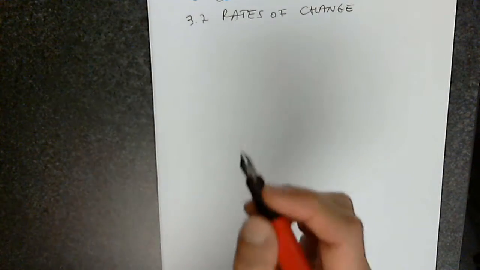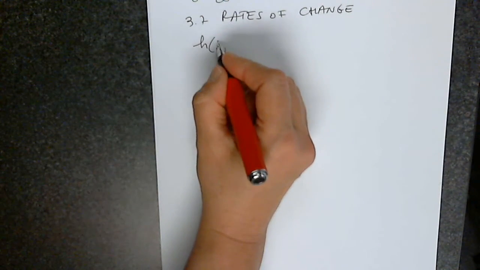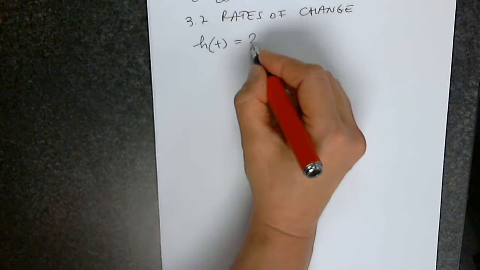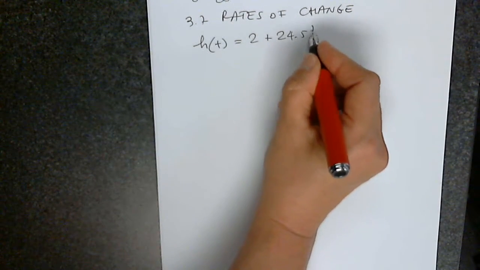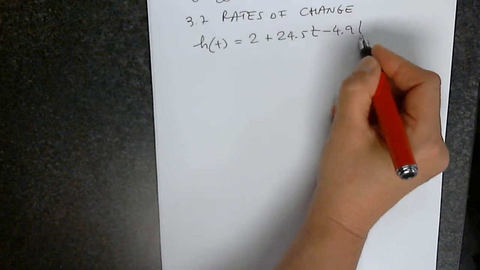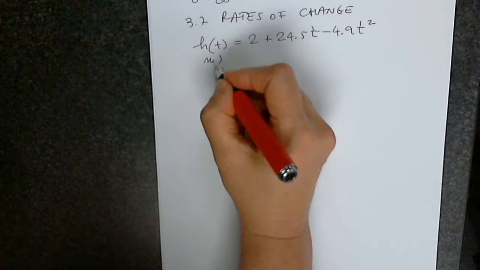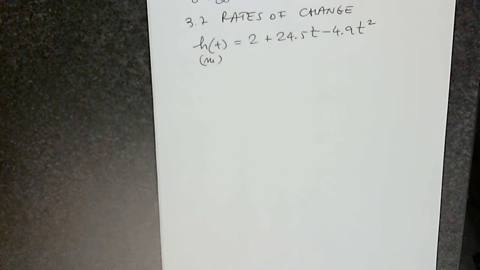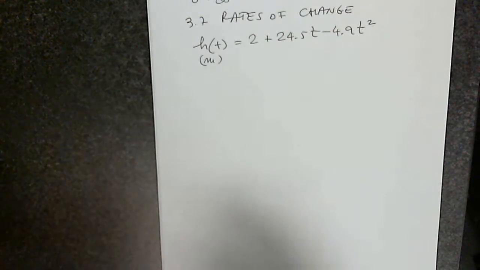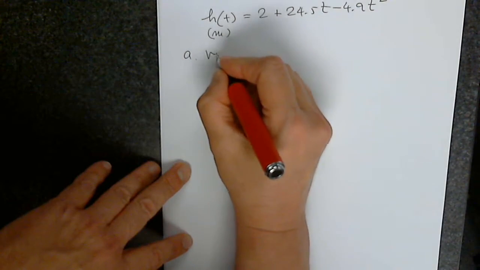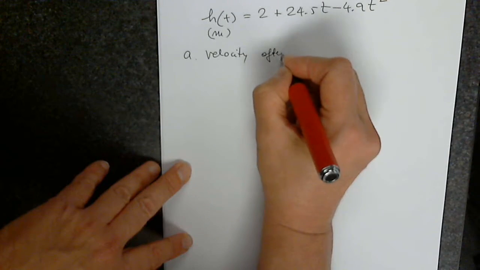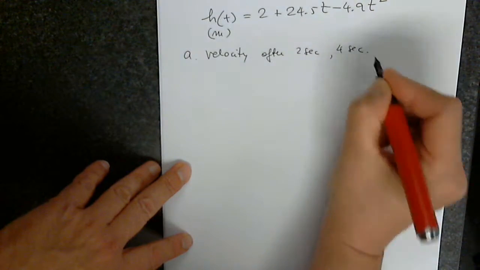The height in meters of a projectile shot vertically upward from a point 2 meters above ground level with an initial velocity of such and such is h, and I will say h of t equals 2 plus 24.5t minus 4.9t squared. So this is the height in meters. Okay. Find the velocity after 2 seconds and after 4 seconds. So part A, velocity after 2 seconds and then 4 seconds.